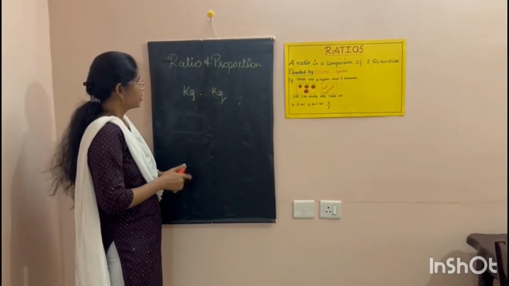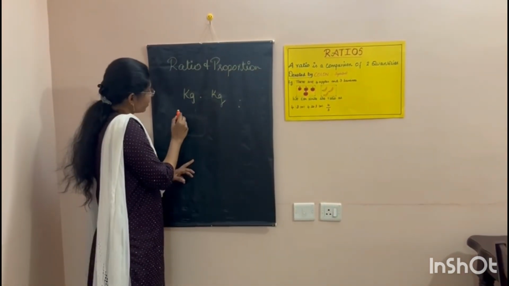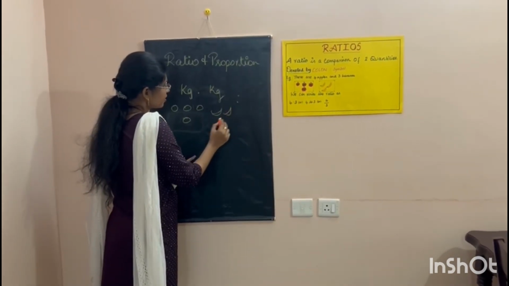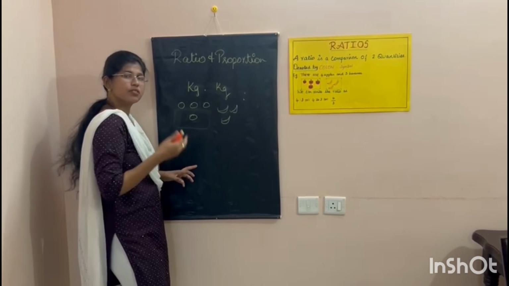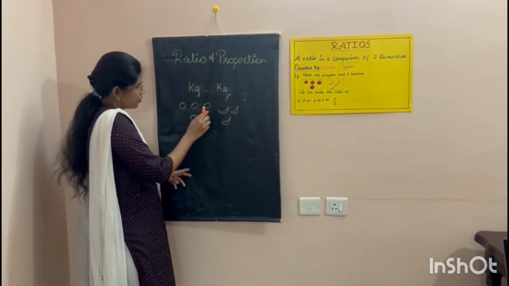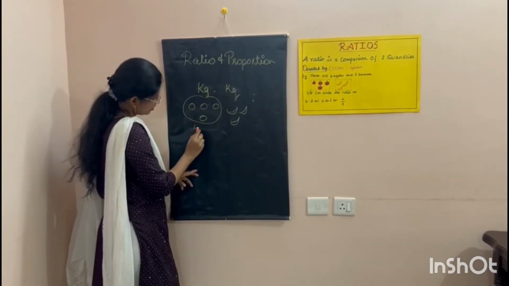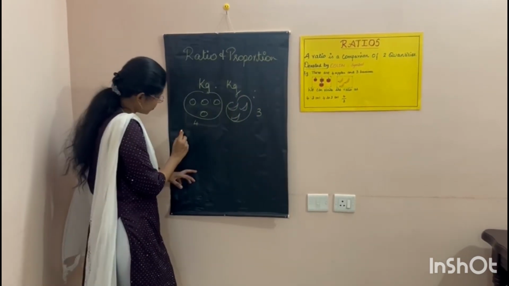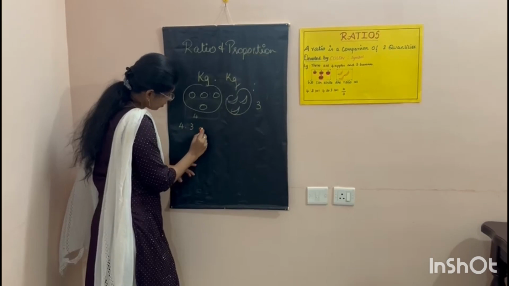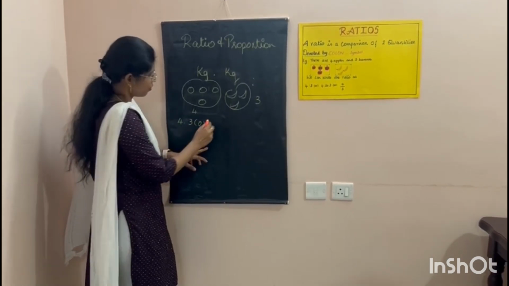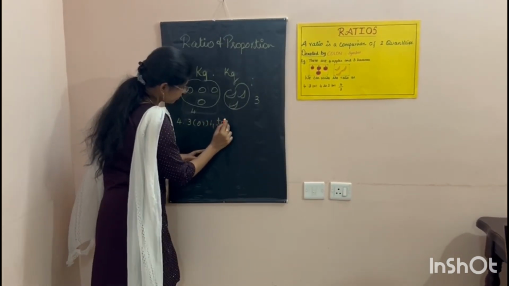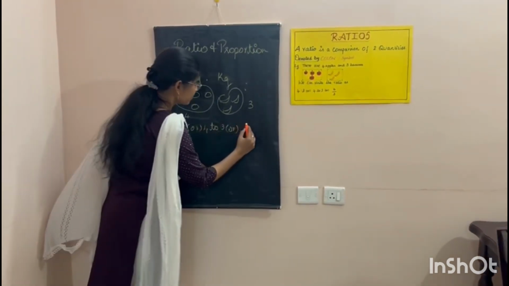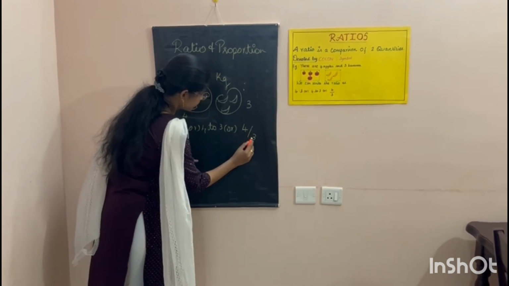Let's take an example. In a basket there are 4 apples and 3 bananas, so we can write the ratio in 3 forms. First of all, how many apples are there? There are 4. How many bananas are there? That is 3. So we can write the ratio as 4:3, or in word form, 4 to 3, or in fraction form, that is 4/3.